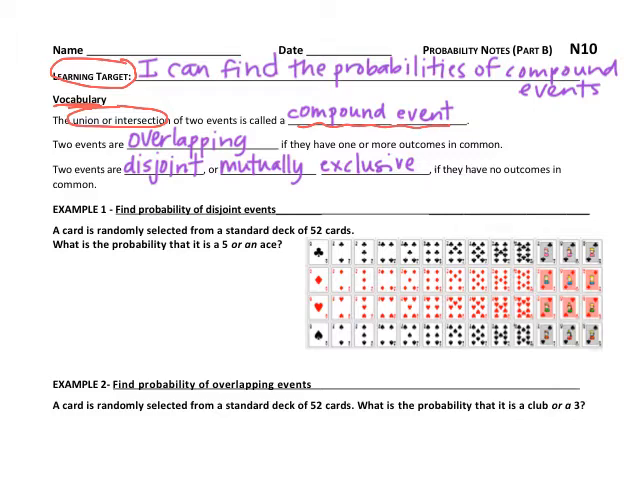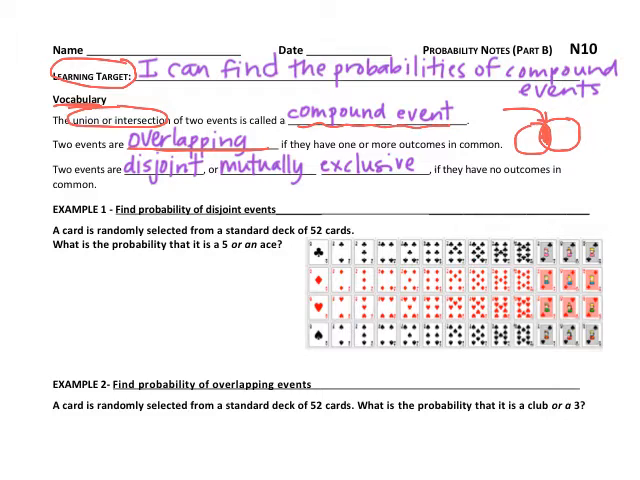Now the next vocabulary term is overlapping. Two events are overlapping if they have one or more outcomes in common. And oftentimes we'll use the Venn diagram to find overlapping events. We are familiar with the Venn diagram probably from previous lessons, not necessarily in math, but the point where those two things overlap is this little shape here. So some things will have distinct characteristics, and then some things will have things in common. And those things in common are what we call overlap. We're going to need to know what to do with events that have overlap.